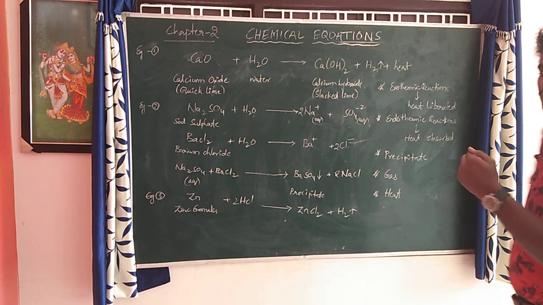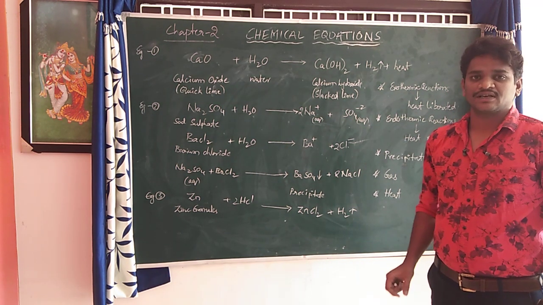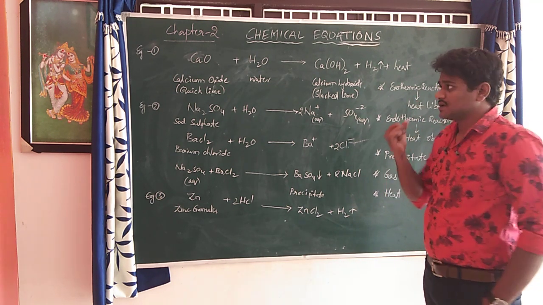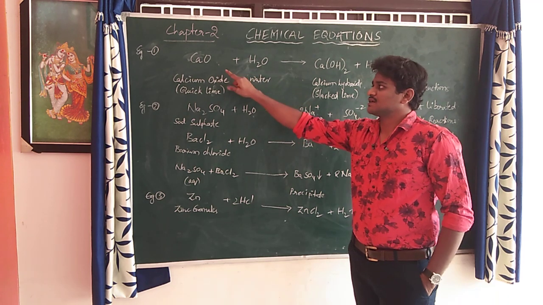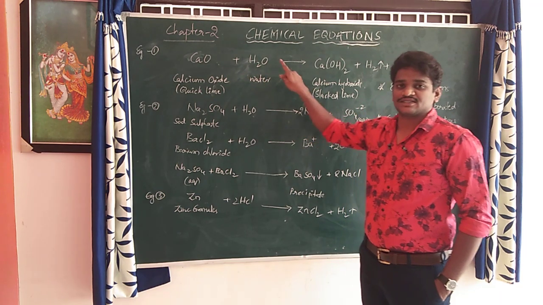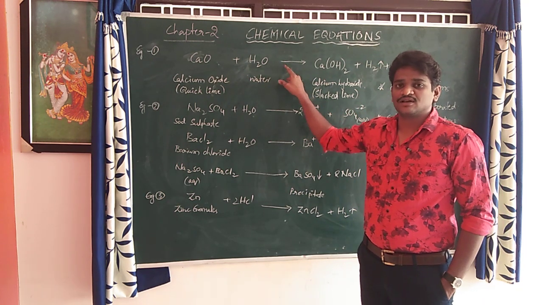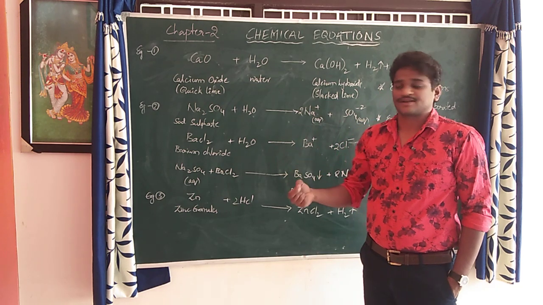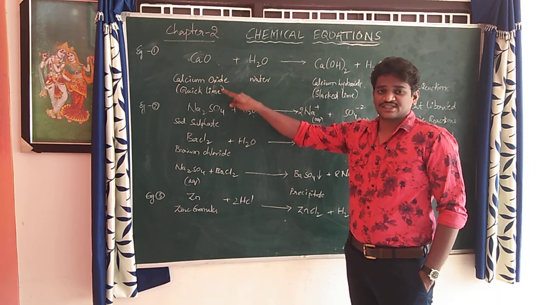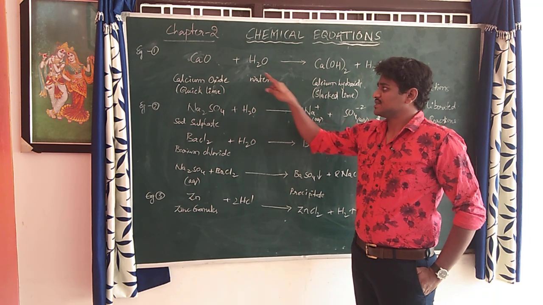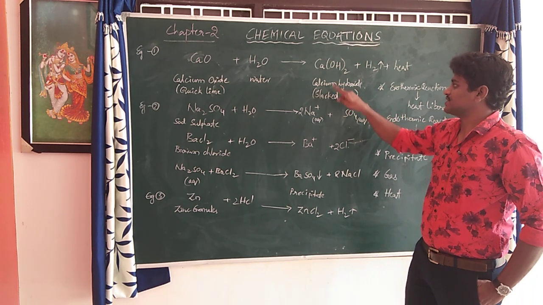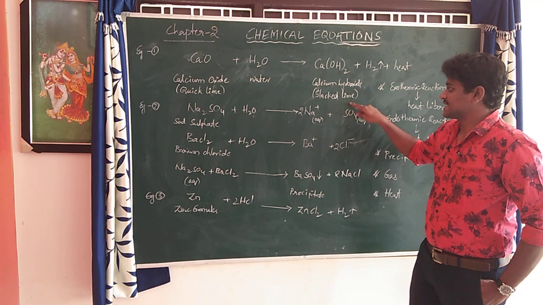Here I would like to give some more examples so you can easily understand what chemical reactions are. First example, this is calcium oxide, CaO. CaO is treated with water. Hydrolyzing means the chemical is dissolved in the water. So CaO is also called quicklime. Calcium oxide is called quicklime. When it is dissolved in water, it will be converted into calcium hydroxide, Ca(OH)2. It is called slaked lime.